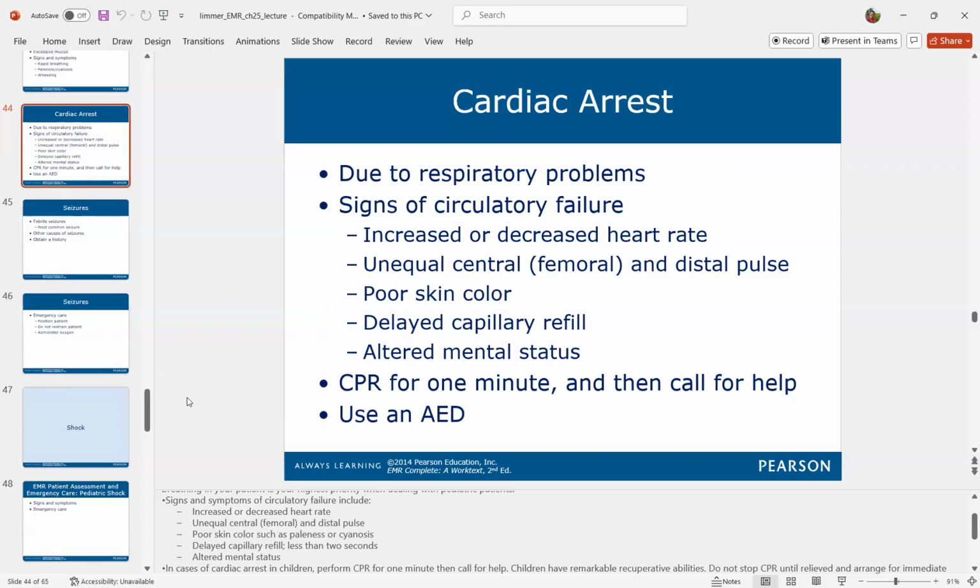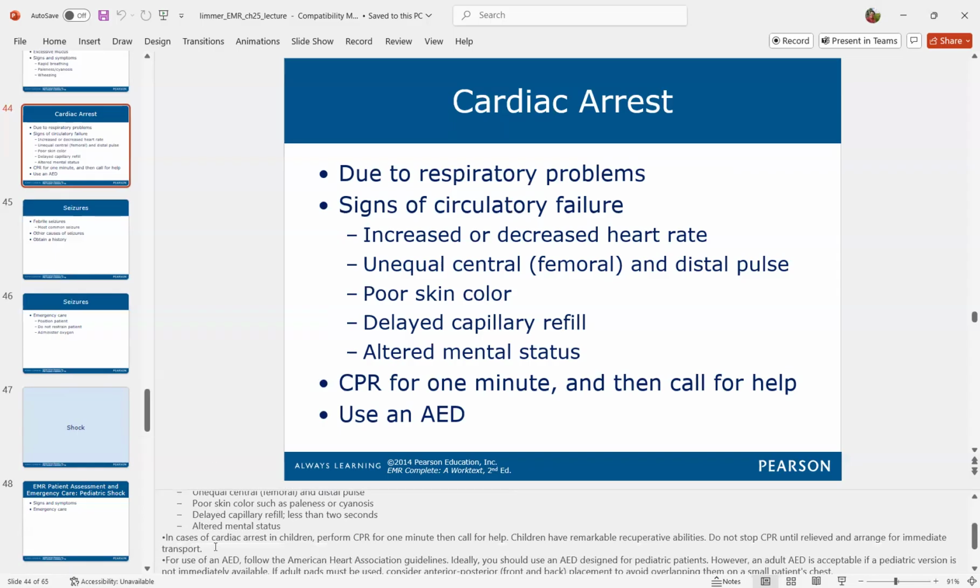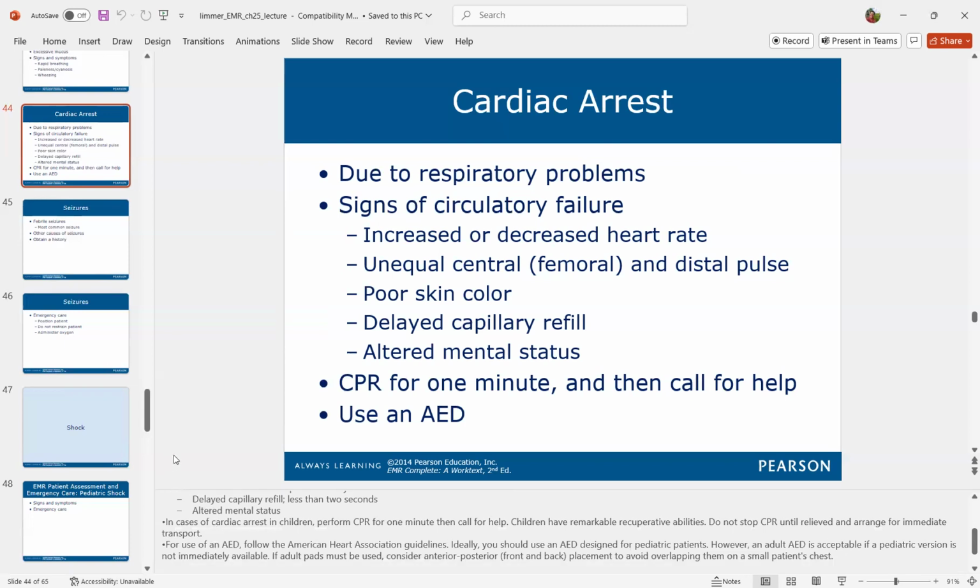In cases of cardiac arrest in children, we want to perform CPR for 1 minute before we call for help, unless we're already on the phone with help. Children have remarkable recuperative abilities. We're not going to stop CPR until relieved by whoever's coming in behind you with the ambulance.